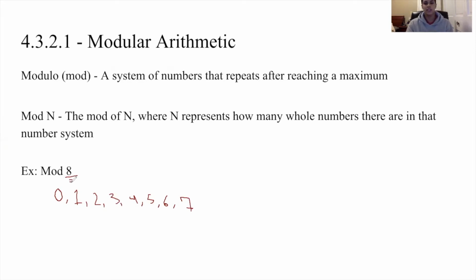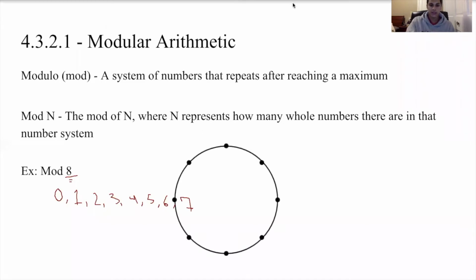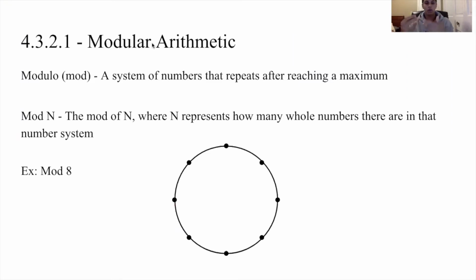So how does this number system work? A lot of people like to think about it as a circle diagram. Here I have a circle diagram to demonstrate that concept, which has to do with mod 8. When you reach the last number in that number system and then go one higher, you repeat from the beginning. Let me just draw this out. Imagine you start at 0, and this is representing what mod 8 is.